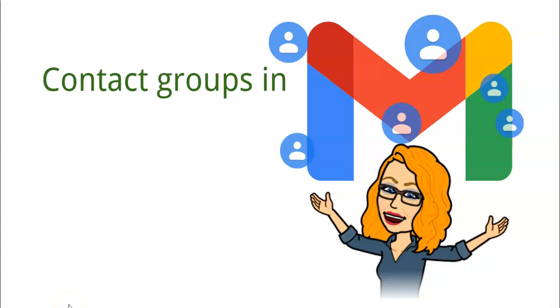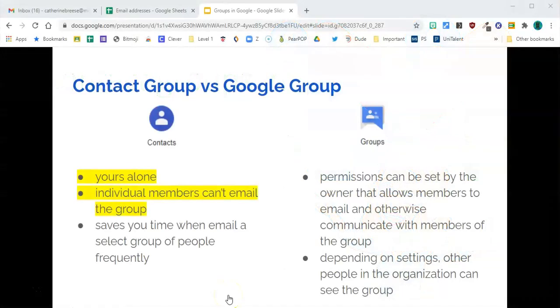Good day, everybody. Let's talk about contact groups in Gmail and why you might want to make one. The purpose of a contact group is so that you can email a large group of people by typing only one label into your Gmail that you're getting ready to send.